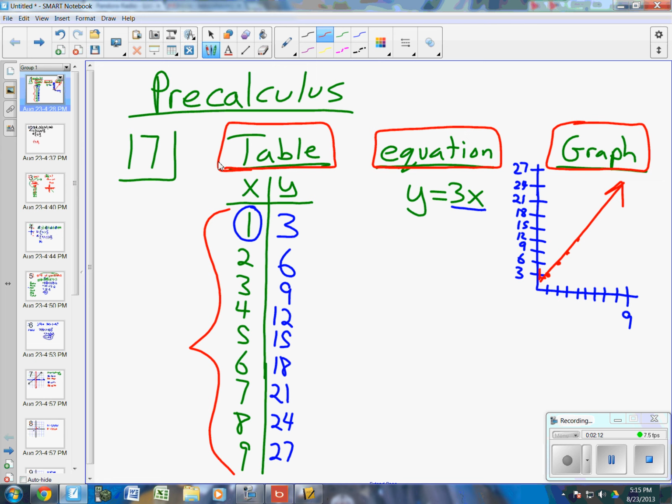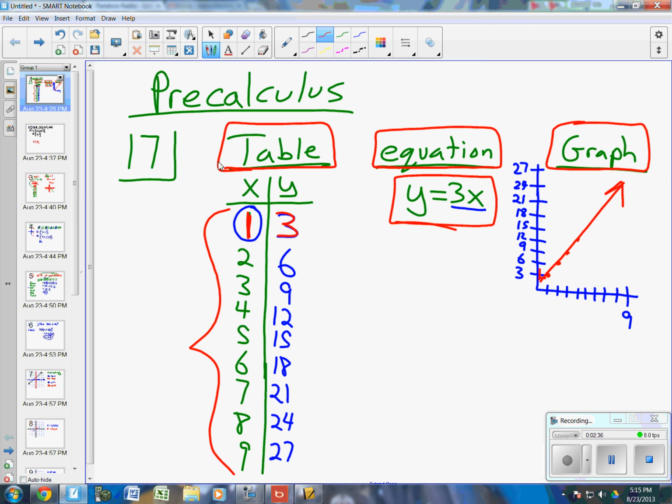Well, that means whatever x is. In this case, here I have 1 for x. I times it by 3, and I get 3 over here. So 1 comma 3 is on my graph. Well, that makes it easy to write the equation. Right over here, y equals 3x is my equation, because y is going to be 3 times whatever the domain is.